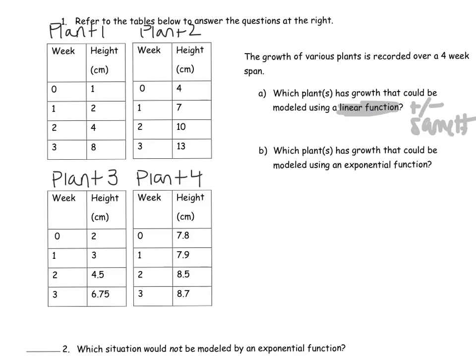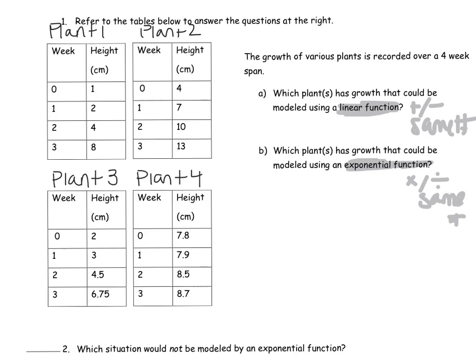Okay, now this second question says which plant has growth that can be modeled using an exponential function? That means we're multiplying or dividing by the same number over and over again. Okay, so let's start with the linear. I'm going to look at the tables here. So first of all, I notice in all my tables, my weeks are going up by ones.